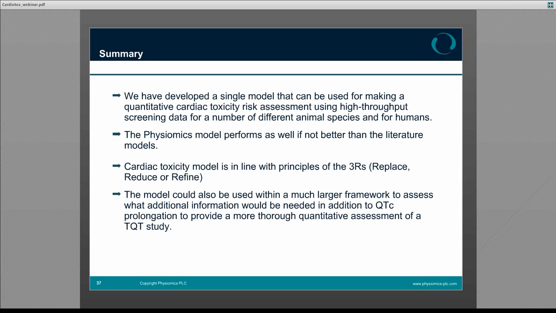Now, this cardiac toxicity model is clearly in line with the principles of the 3 R's, which is to replace, reduce, and refine. This model could also be used within a much larger framework to assess what additional information would be needed in addition to QT prolongation to provide a more thorough quantitative assessment of a thorough QT study.